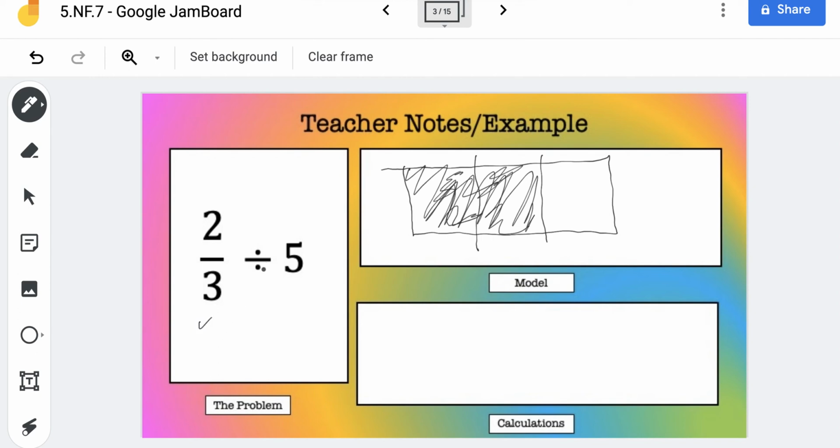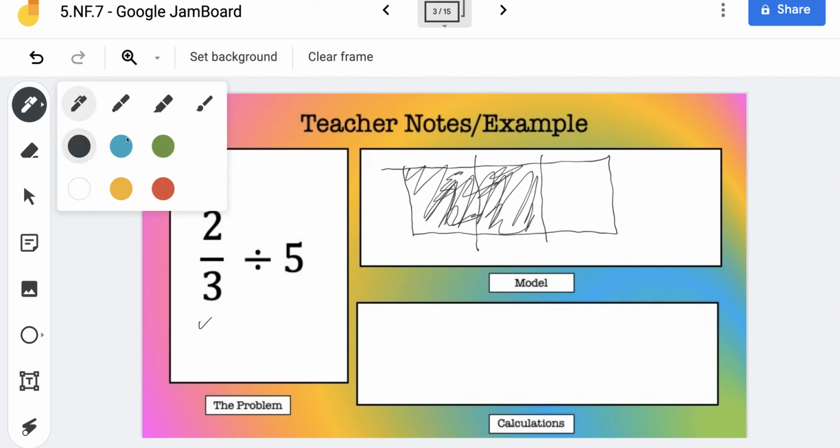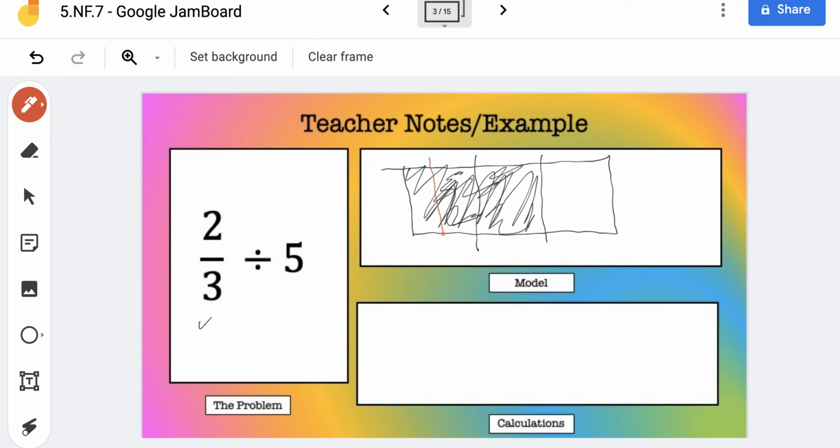But we're now going to divide that into 5 different pieces. Okay. And this is going to be a little bit messy with the Jamboard, but it's good to see. Okay, so let's divide this into 5 parts. So we're going to have 1, 2, 3, 4, and 5. Okay, so we have 1, 2, 3, 4, and 5. So we've taken our 2/3, okay, and we divide it into 5 sections. So now the question is, how big is each part of that?